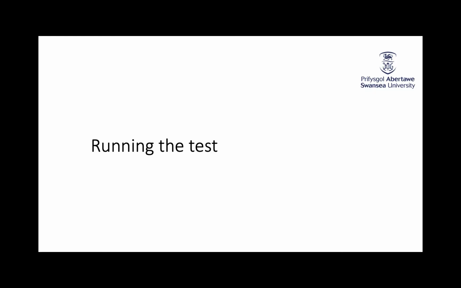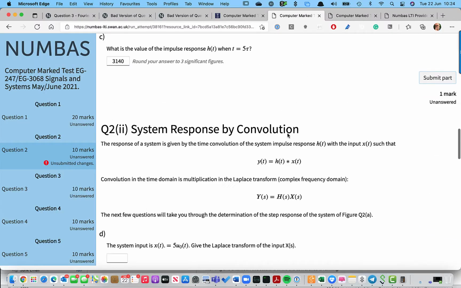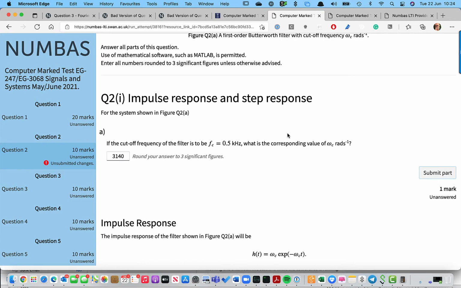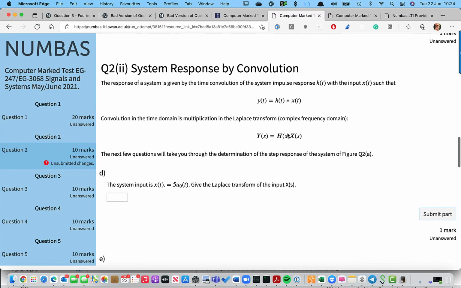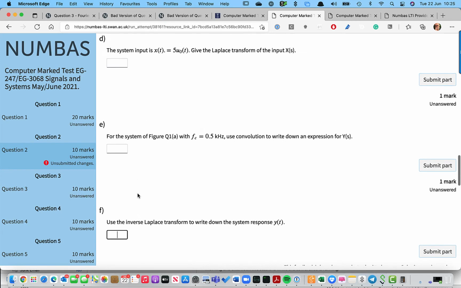So, June the 1st arrived, the day of the test, and almost immediately, about half an hour in, we had the first error. The first error is illustrated on this question. It's in question 2. The students are asked to do various things with simple impulse and step response. And in question F, they were asked to put in an expression for the unit step resulting from a particular system and a particular input. So the answer is of this form.